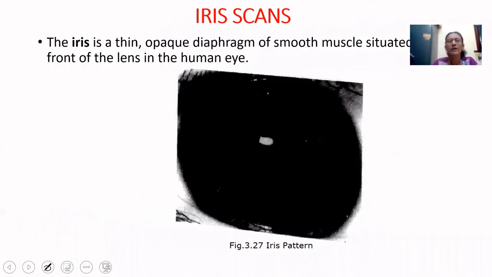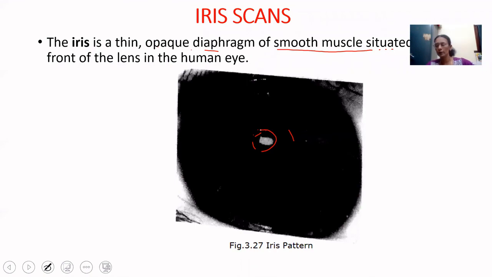The next biometric that we see is the iris scan. The iris is a thin, opaque diaphragm of smooth muscle situated in front of the human eye. This is the figure of an iris pattern. The muscles of the iris govern the amount of light entering the eye by controlling the size of the pupil. In bright light, the pupil contracts so that less light enters the eye, and when there is dim light, the pupil dilates.